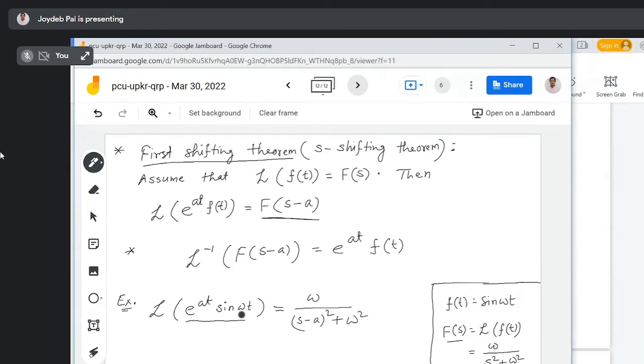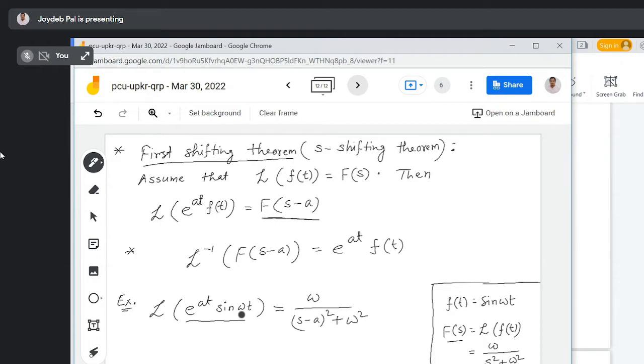No. S minus a whole divided by s minus a whole square plus omega square. Yes, in the numerator also it will be s minus a, right? We are putting s equal to s minus a everywhere. So for cos omega t, Laplace transform is s by s square plus omega square. Now replace s by s minus a. It will be s minus a divided by s minus a whole square plus omega square.